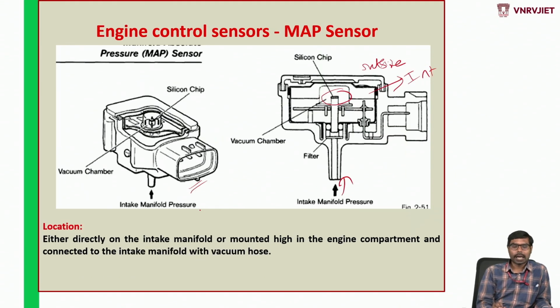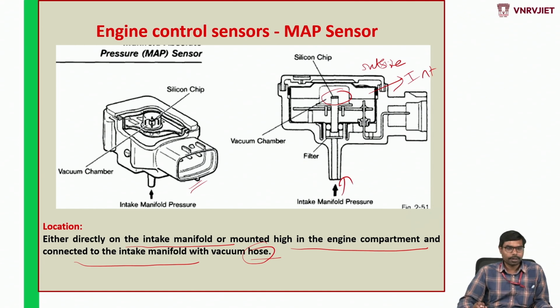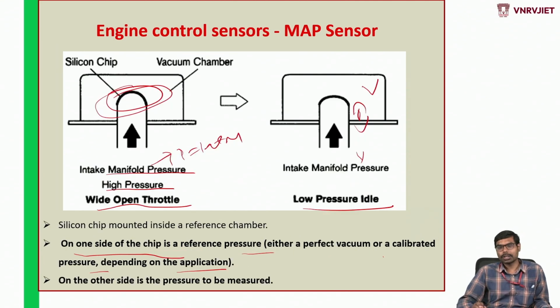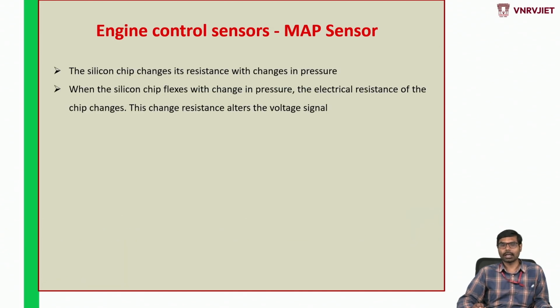So similarly, if you go to the back, you can see this is either directly mounted on the intake manifold, or mounted in the engine compartment and connected to the intake manifold with a vacuum hose. A vacuum hose is nothing but a pipe. So basically, one end is connected to your reference chamber, and the other side of the silicon chip is exposed to the intake manifold pressure. If the pressure difference is very high, voltage generation is very high. Same explanation which I quoted here.